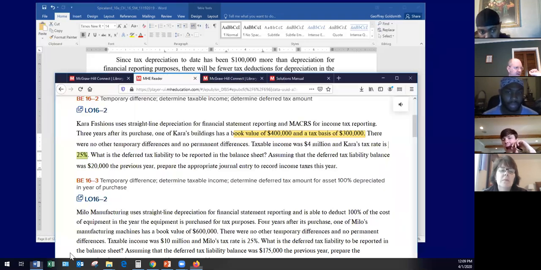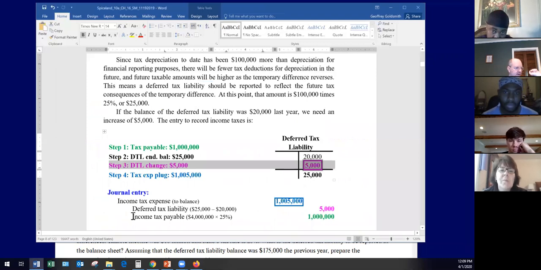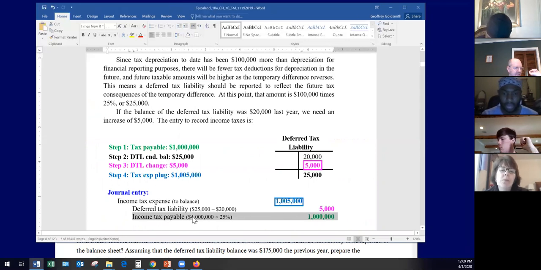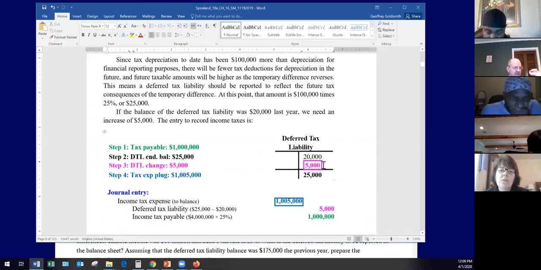So let's go back to the original data. It says taxable income was $4 million. So income tax payable is 1 million because it's 4 million times 25%. Then we've got this difference between what's in the account and what should be in the account. So that's the deferred tax liability. And then the income tax would be the sum of those two.